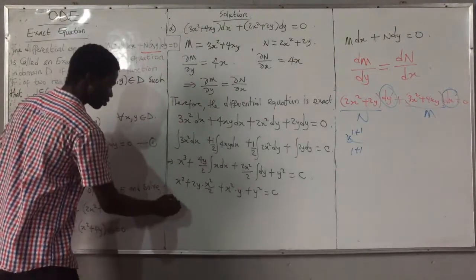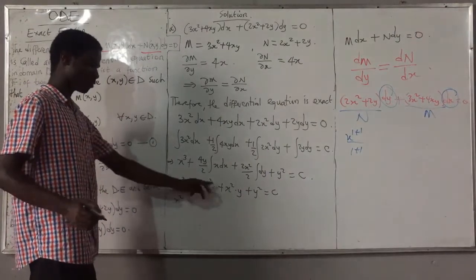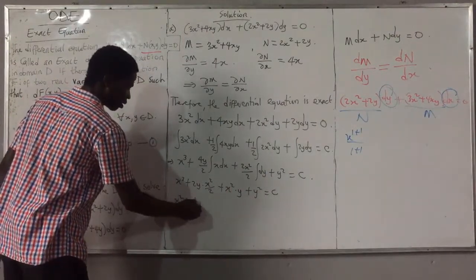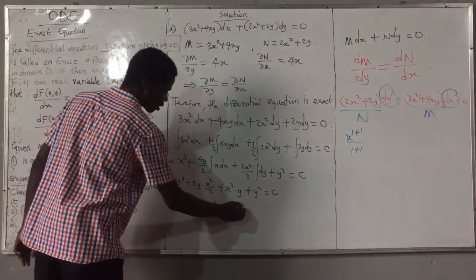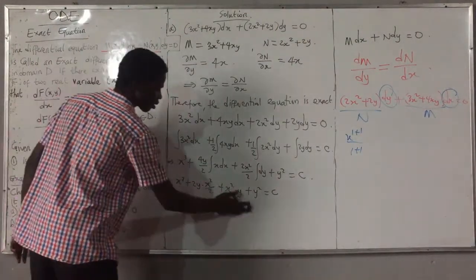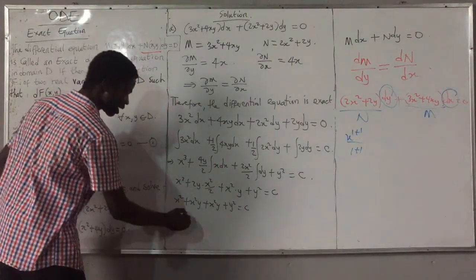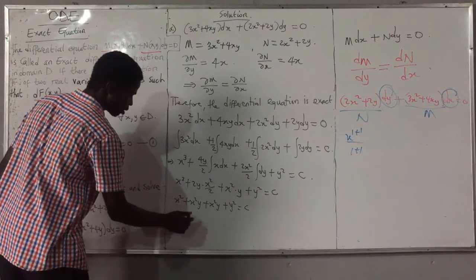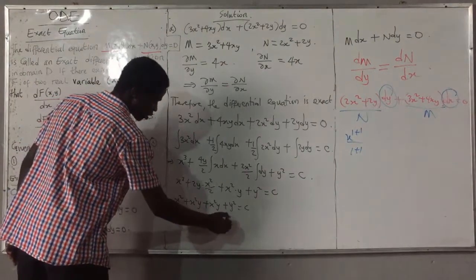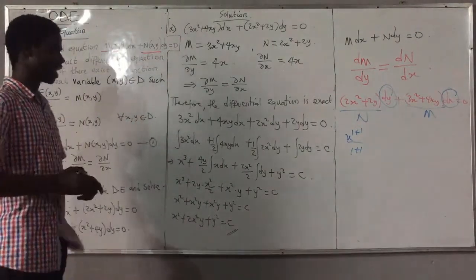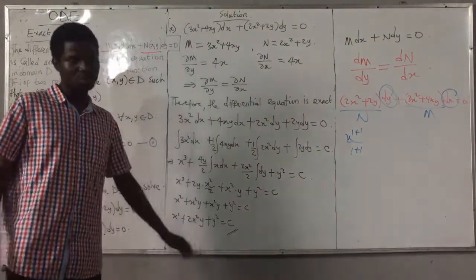Now I have x squared, 2 cancel 2, that's out. y times x squared y plus what? Another x squared y plus what? y squared equal to C. So x cubed plus x squared y plus x squared y, the answer is x cubed plus 2x squared y plus y squared is equal to C. So this is the answer, or this is how to solve an exact equation.